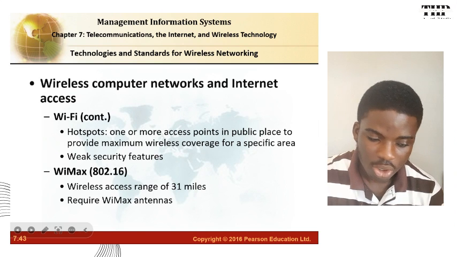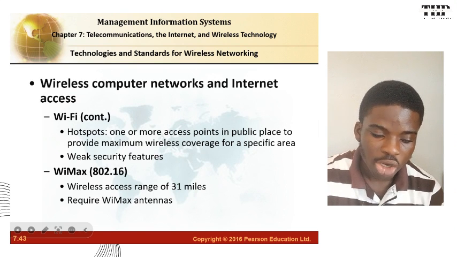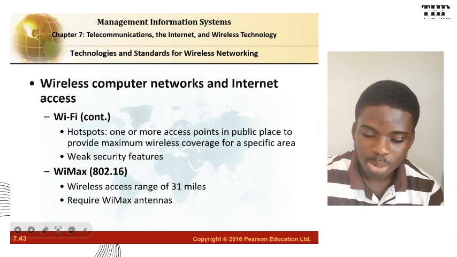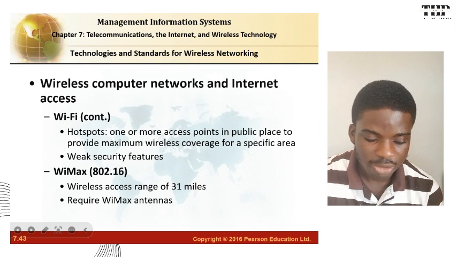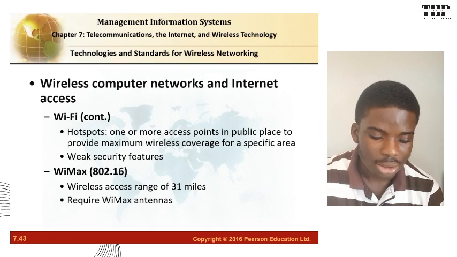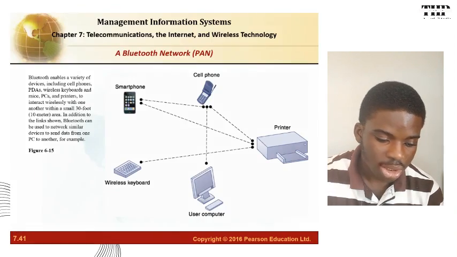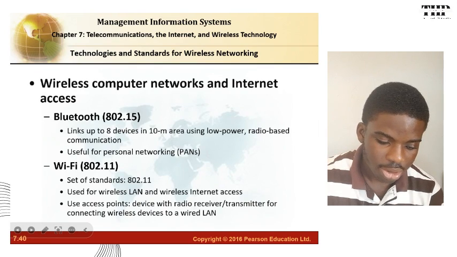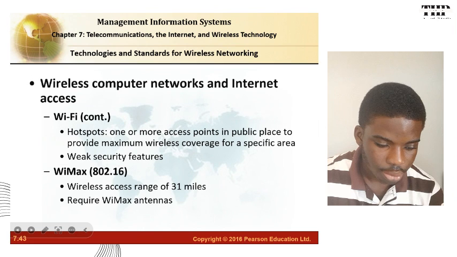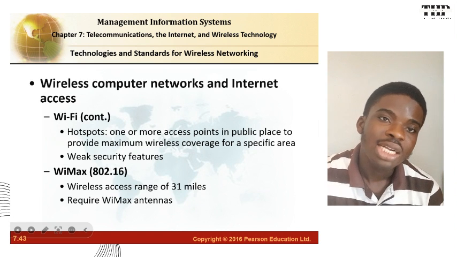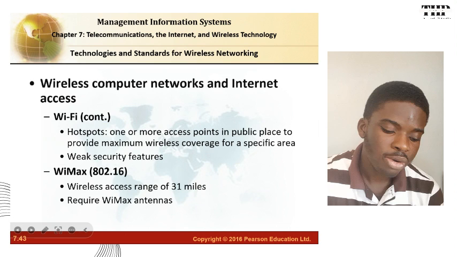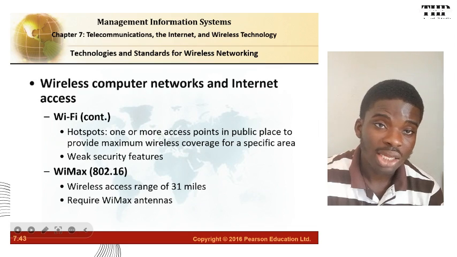So Wi-Fi. This is more information on Wi-Fi. So hotspots. Now hotspots are one or more access points in a public area to provide maximum wireless coverage for a specific area. They have weak security features. Right? It's easy to hack into someone's Wi-Fi. Now when you say WiMAX, the standard is what? 802.16. Wi-Fi is 802.11. Very good. So WiMAX has a wireless access range of 31 miles. So it works within a 31 mile radius. And they require WiMAX antennas.